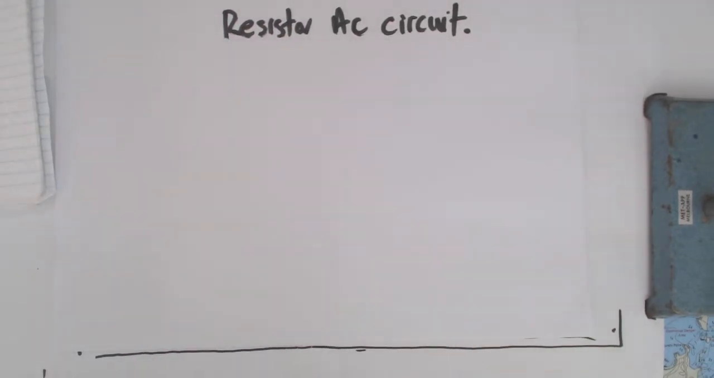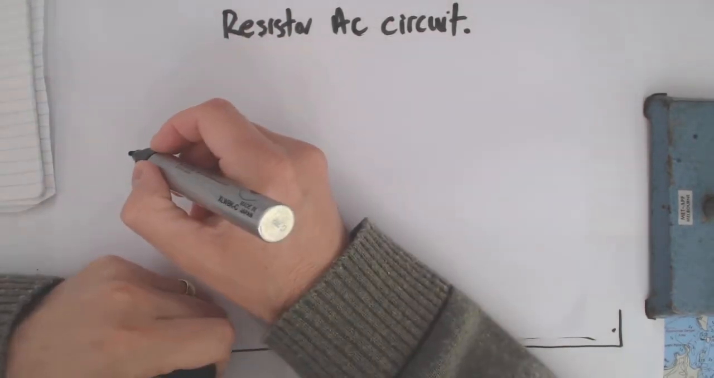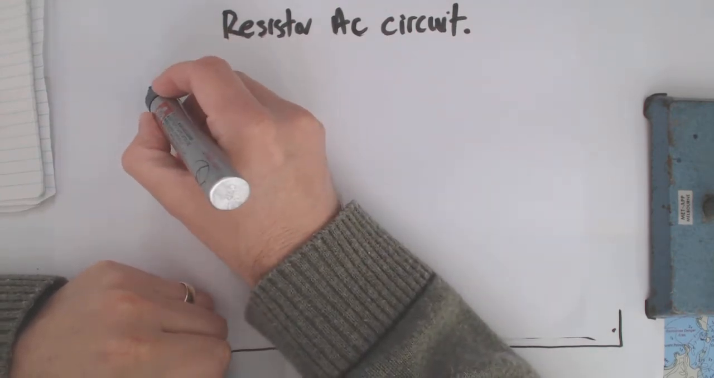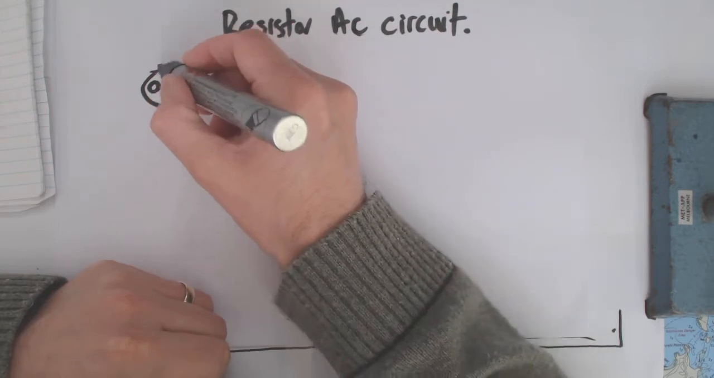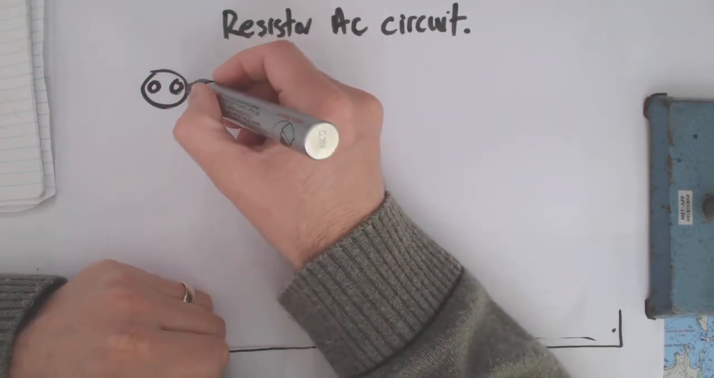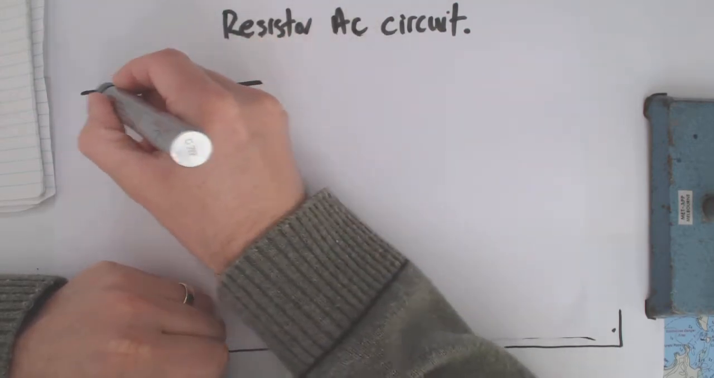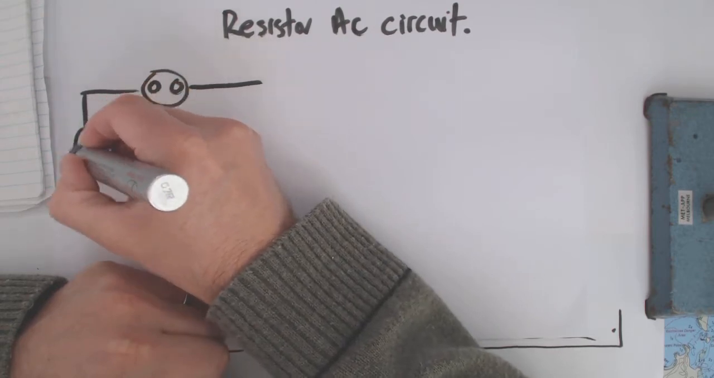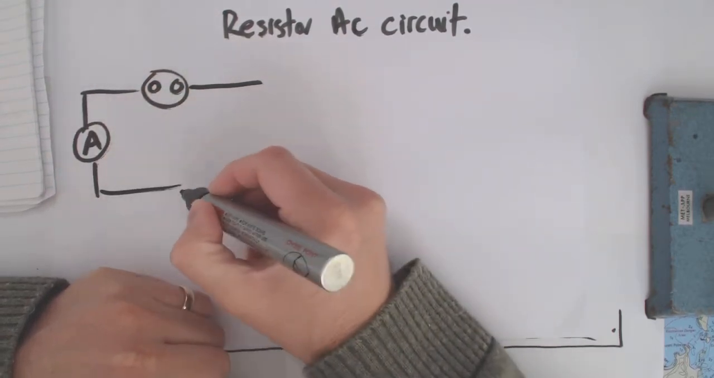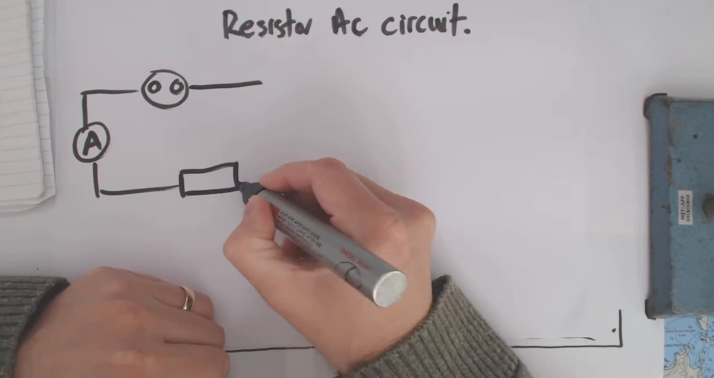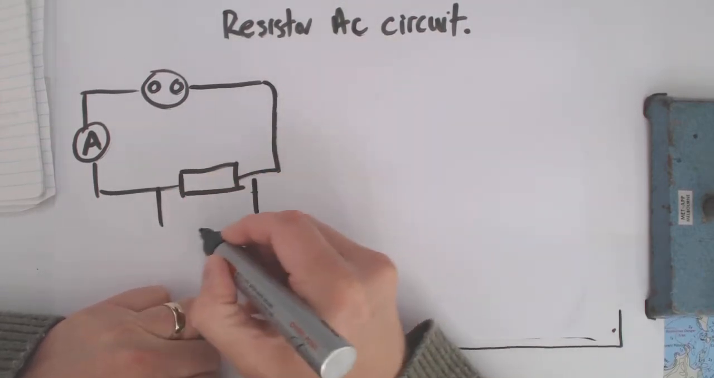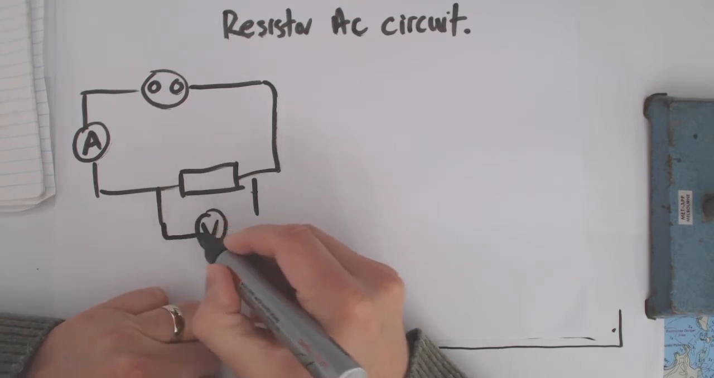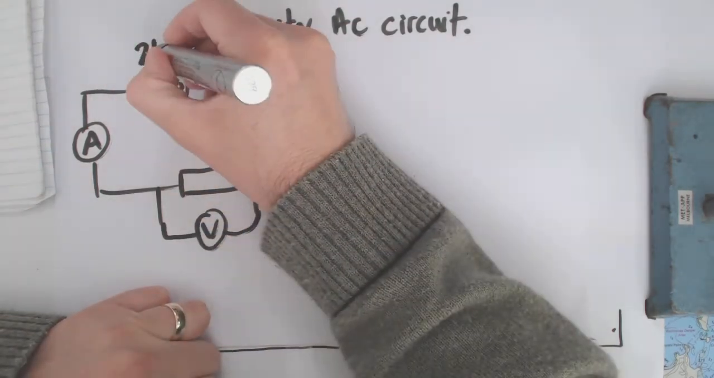Alright, in this circuit, what we've got is our power supply. There's various ways you can do AC, but we've got our circuit. Got an ammeter here. We've got a resistor here, and we'll put a voltmeter across that circuit. We'll put 240 volts through it.